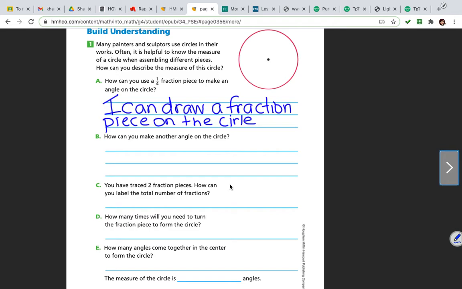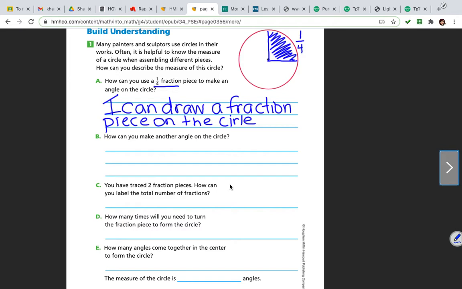So they want me to draw a 1/4 fraction piece, so I can draw a 1/4 fraction piece and I'll shade it in. So 1/4, we're going to come down here at like 12 o'clock and go to 3 o'clock, and that's going to represent 1/4. Okay. Letter B, how can you make another angle on the circle? Well, I can turn it, and I can just draw another fraction piece on the circle.